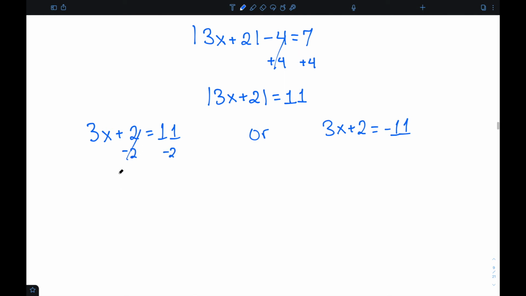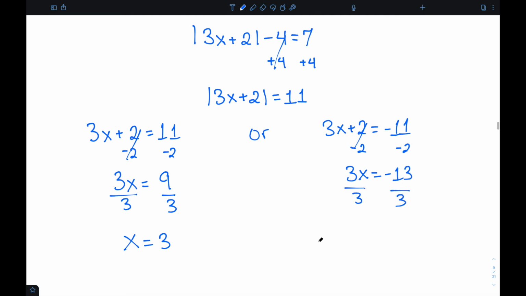For the first equation, we subtract 2 from both sides to get 3x equal to 9. And then divide both sides by 3 to get x is equal to 3. For my second equation, I subtract 2 from both sides to get 3x equal to negative 13. And then dividing by 3, we get my second result, which is negative 13 over 3.